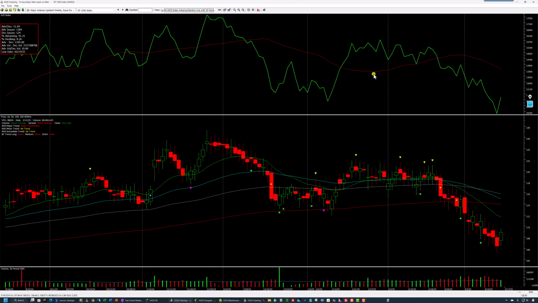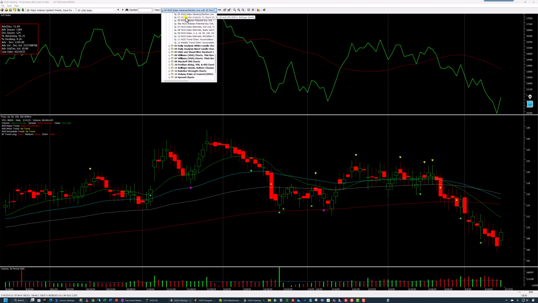Okay, here's the AD advanced decline line. Look over here at the left. Huge advanced decline number, 11.04, 1369 to 124. That's 91.21% advancing, 8.26% declining. 1,245 is the difference. And look at the volume here. 10 to 1 day to the upside, which is massive.